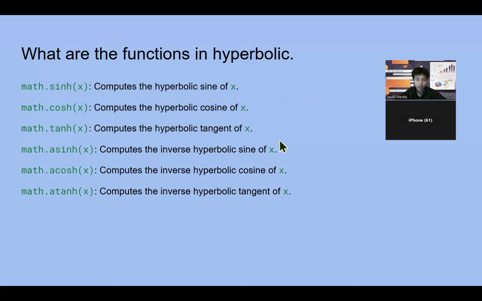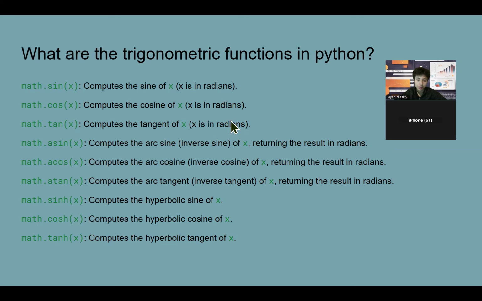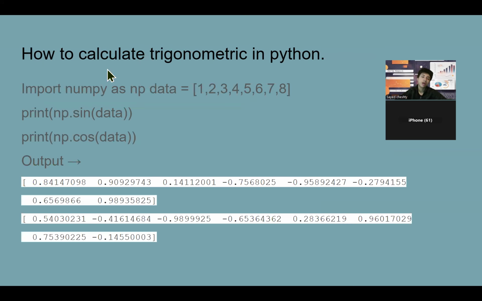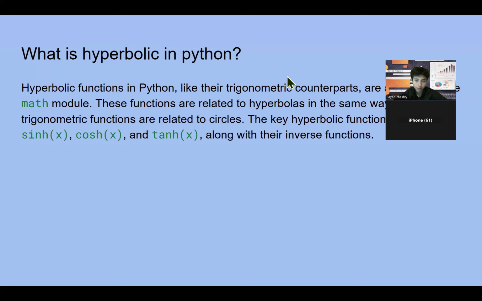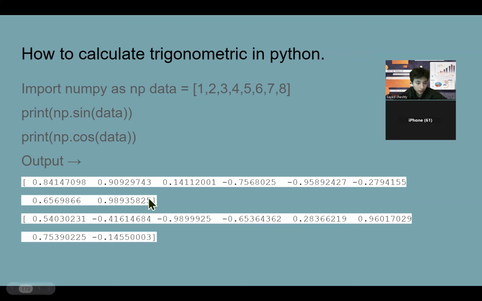So it shows all of these results in radians. So how to calculate it is we have the same list again, print np.sin(data) and print np.cos(data), and the output will give us these two. This first section is np.sin, the last section is np.cos. We don't really know how to do this by hand, only the computer knows, but this is how we code it or calculate it.